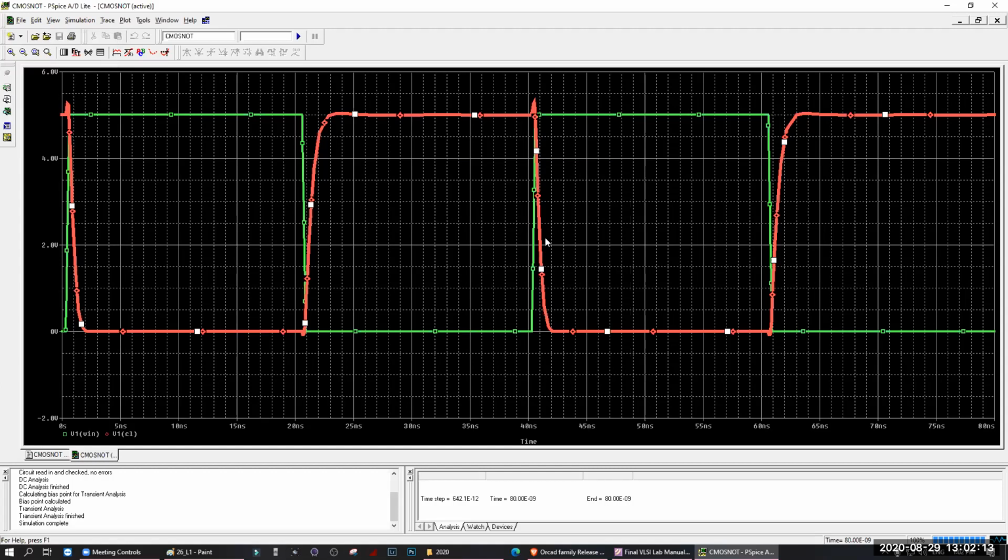Can you see that? Yes. Your input is 1, your output is 0. Your input is 0, your output is 1. 1, 0, 0, 1, right? Yes. You can see some rise time and fall time in your output. Can you see that? Yeah. This is because of your capacitor. Capacitor needs some time to charge. Capacitor needs some time to discharge.